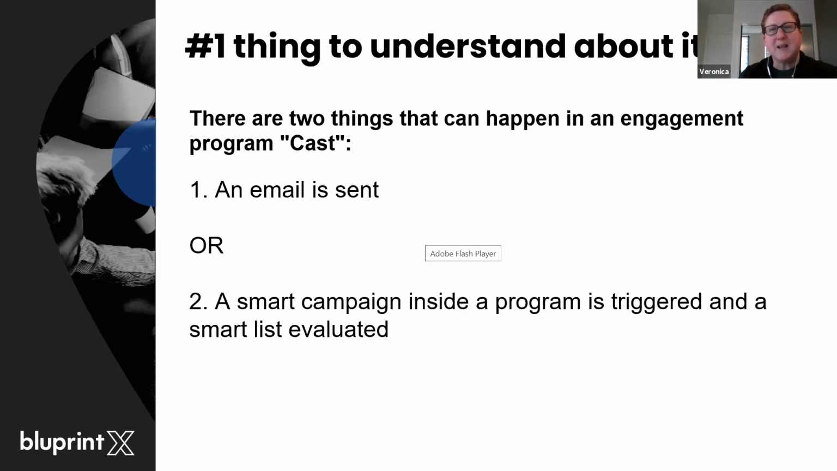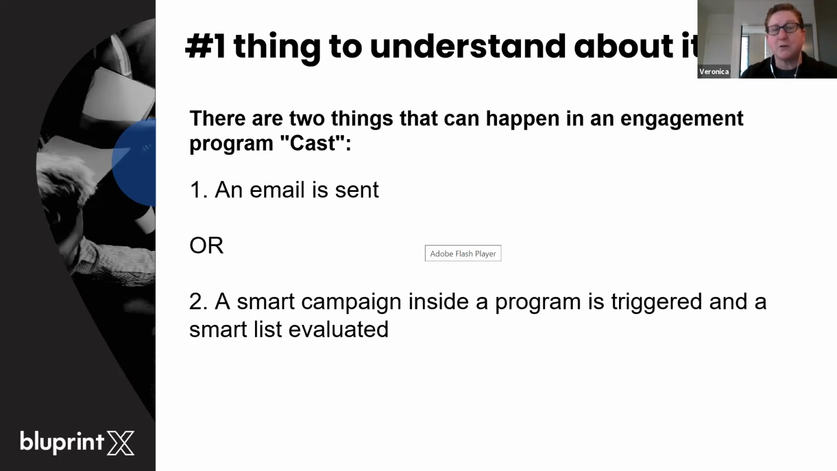The number one thing to understand about using engagement programs is that each of those steps is called a cast. So each time a piece of content is sent out in a stream, it's called a cast. There are 2 things that can happen when that cast goes out: an email is sent, or a smart campaign inside a program and its smart list is evaluated.